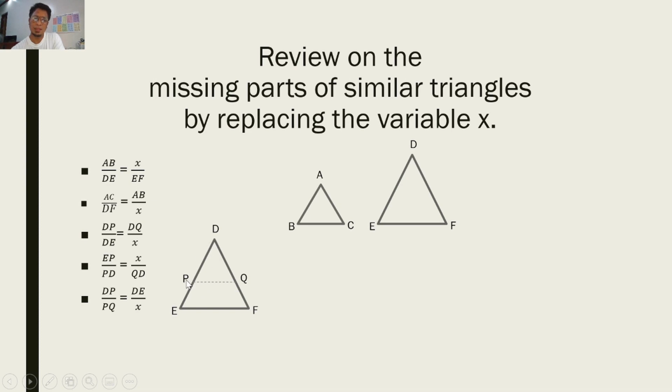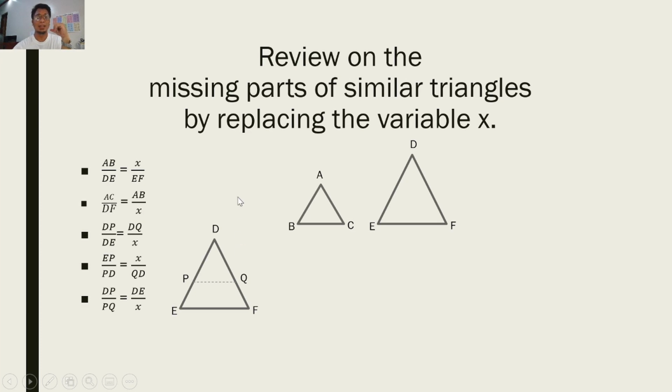Yung maliit na side, in ratio dito sa ibabang side, sa base natin. So, DE, yung side dito, in ratio naman, tama, dito naman, EF. So, ito yung triangle na maliit. Ito naman yung triangle na malaki. Okay? So, dito parang simple lang. At karamihan po sa atin, medyo, parang nakakatamad.